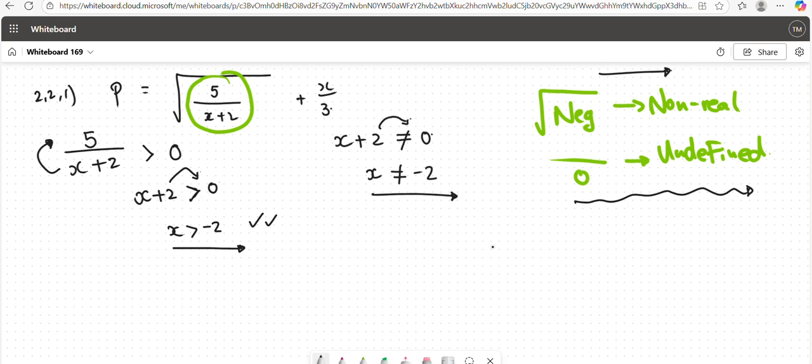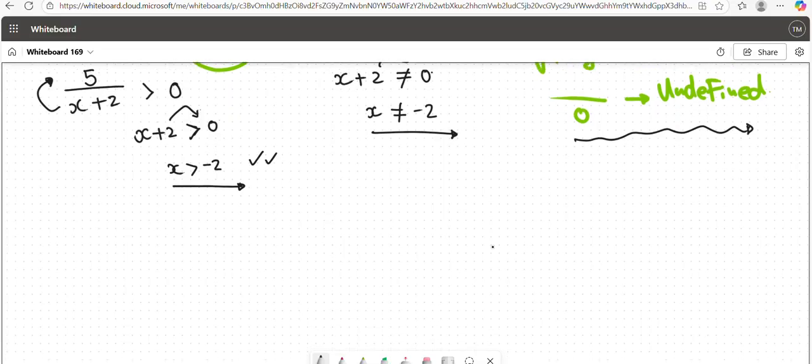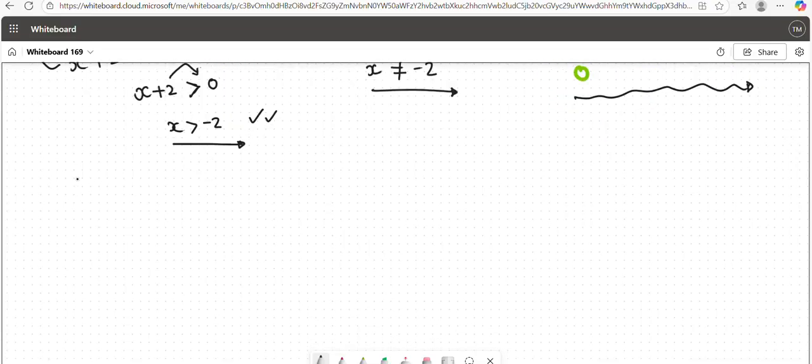All right, what does the next one then ask from us? Show that P is rational if x is equal to 3. Let me just rewrite it again, 2.2.2.